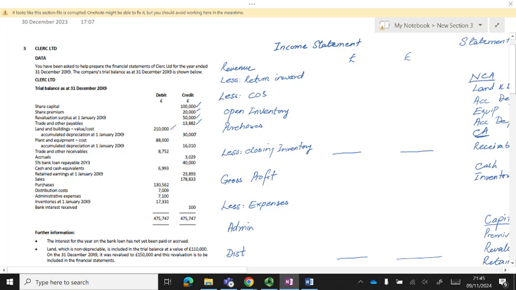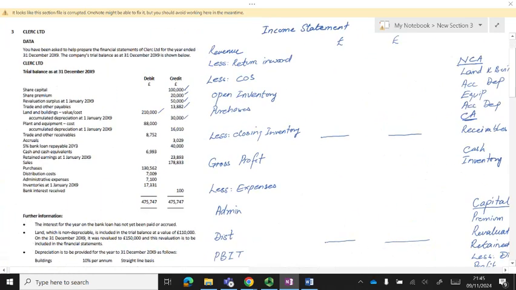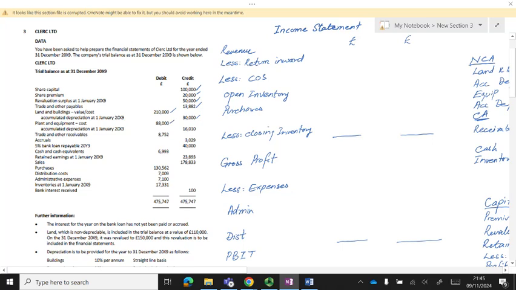Land and building is 210,000. Accumulated depreciation is 30,000. Land and building is 210, so I'm going to erase the other three zeros on the top. And the accumulated depreciation in the question is 30,000. I better put brackets around it so that I will remember to subtract this figure. Next is the plant and machinery, 88,000, and the accumulated depreciation is 16,010.